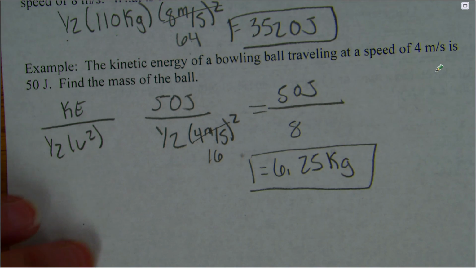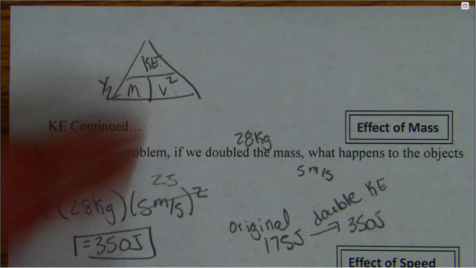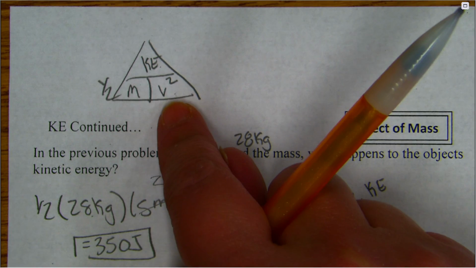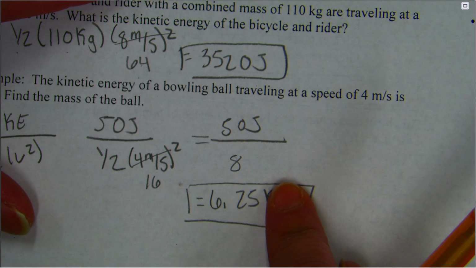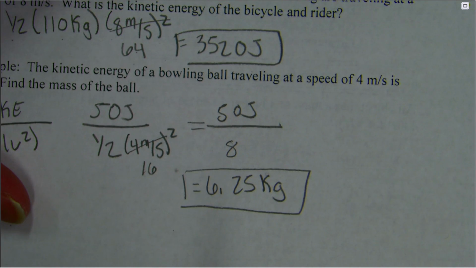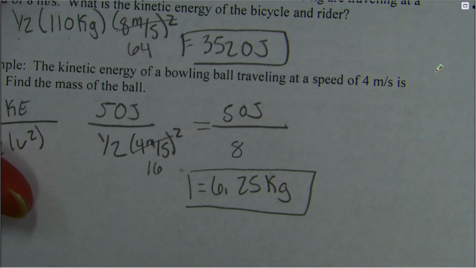Now, if we were solving for velocity, because on some of your practice problems you will have to solve for velocity, because this is squared, you would have to take the square root of that number. And so we'll do some practice problems and we'll go over those during our live instruction.